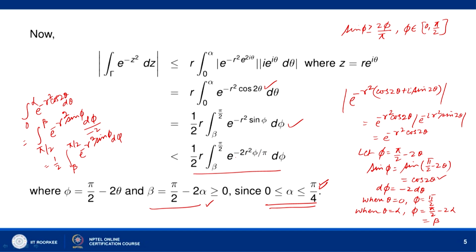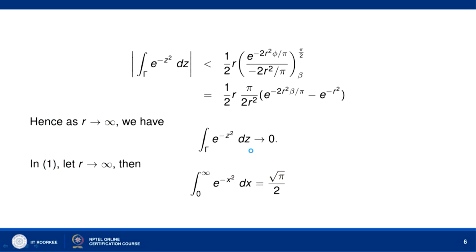When you integrate, you get e to the power minus 2 r square phi over pi divided by minus 2 r square over pi, because we are integrating with respect to phi. And 1 by 2 r is outside. So, we get 1 by 2 r, and then we get pi upon 2 r square from here, and then we put the upper and lower limits, we get e to the power minus 2 r square beta over pi minus e to the power minus r square.